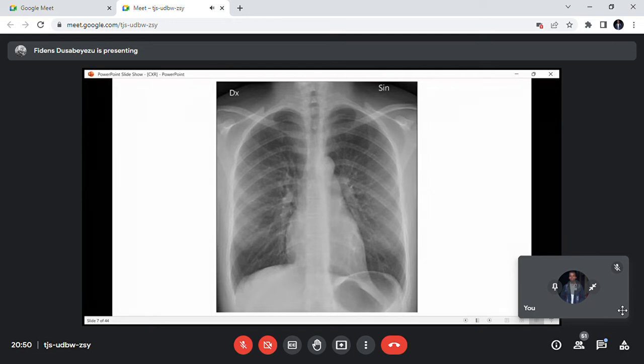We didn't understand well about the posterior, as for the anterior ribs. You said we consider the mid-clavicular line, and about posterior we didn't understand it well.